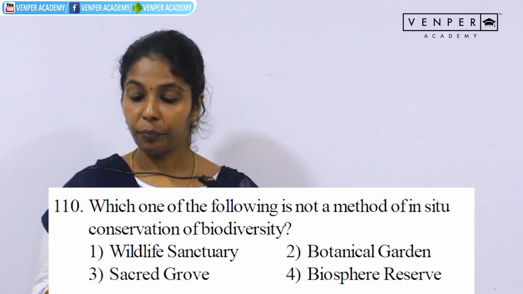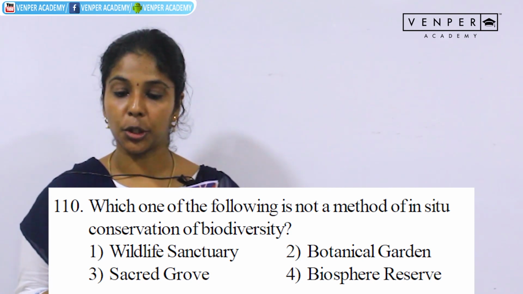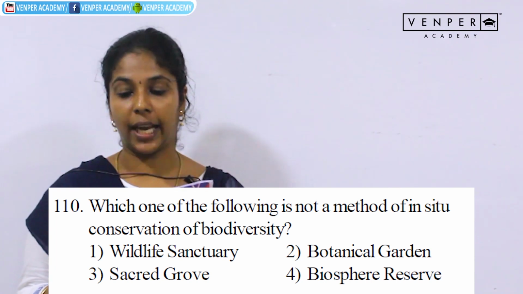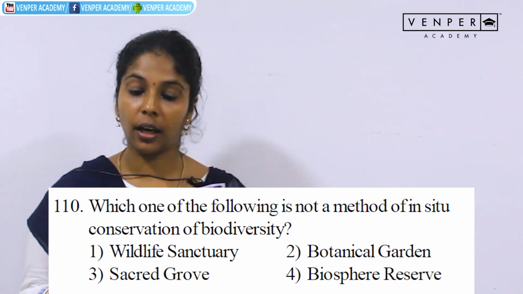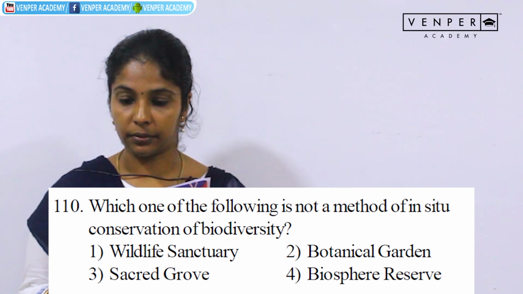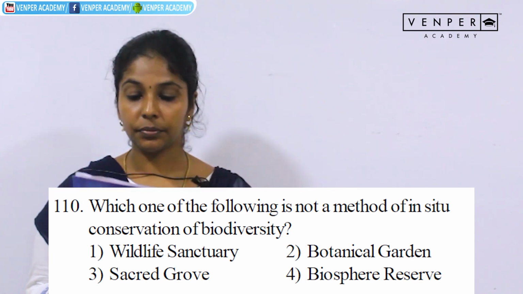Question number 110. Which one of the following is not a method of in situ conservation of biodiversity? The options are 1 wildlife sanctuary, 2 botanical garden, 3 sacred grove, 4 biosphere reserve. The answer is 2 botanical garden.